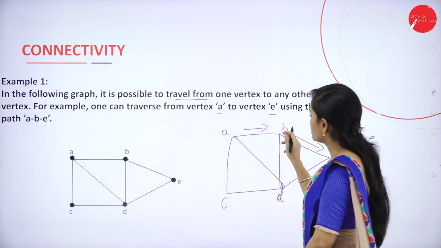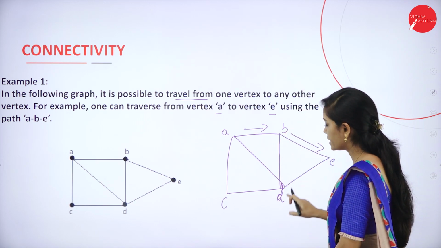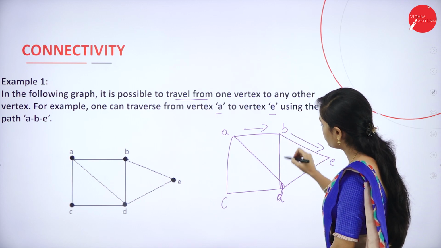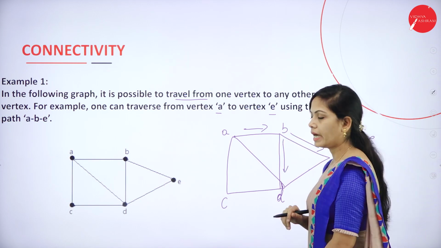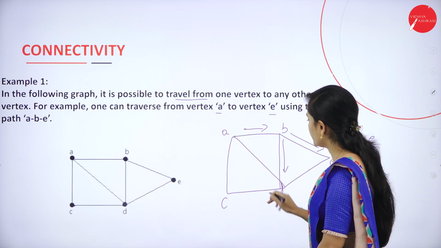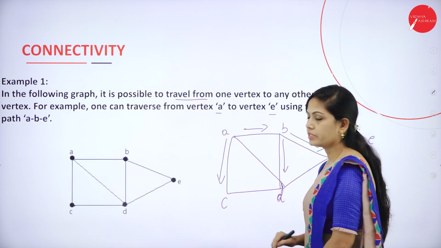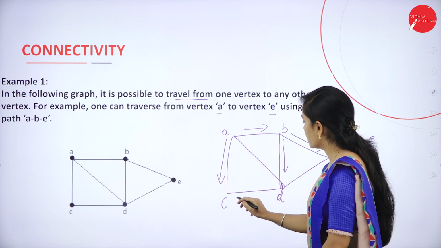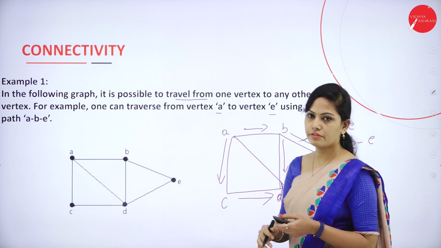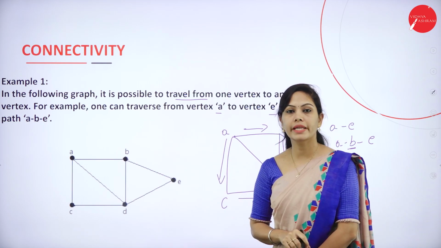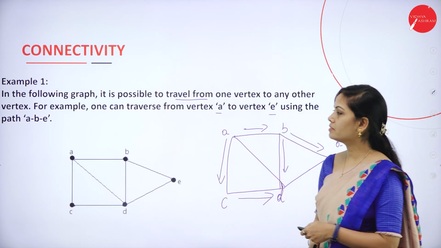Now, traveling from B to D, this is a path from B to D. And to traverse from A to D, there should be a path from A to C, then C to D. This is called connectivity. This is an example for connectivity. You can give any other examples.